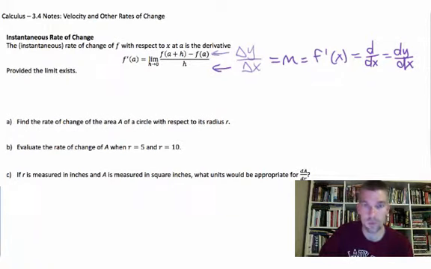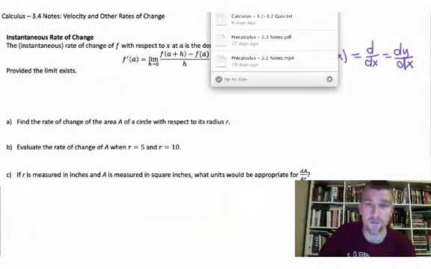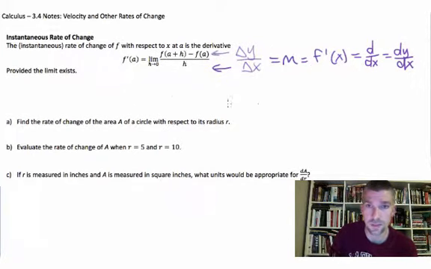Well, what does that mean for you? That means that we can find instantaneous rates of change. You can do any instantaneous rates of change by just simply finding derivatives. So let's say that we've got some random circle. Find the rate of change in the area of a circle with respect to its radius r.